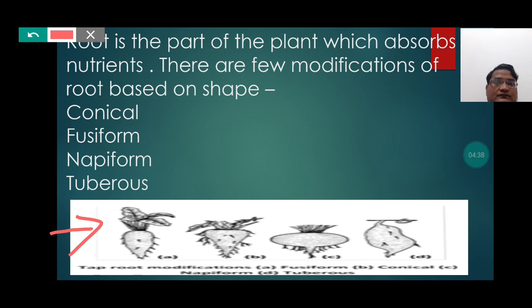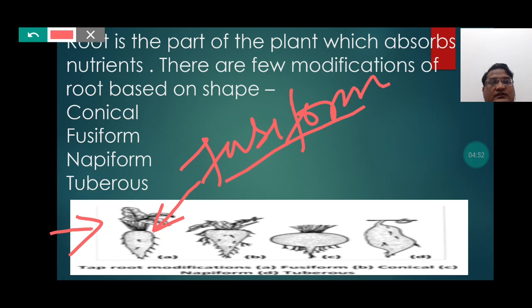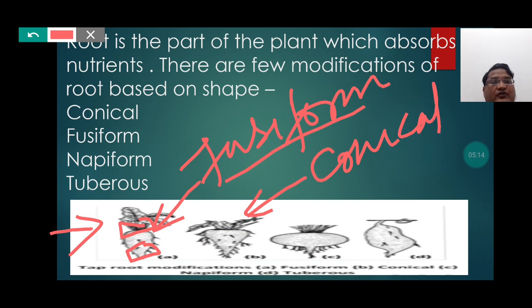Students, the first root which you can see here is actually the fusiform root. Now students, in this root you can easily notice that the top portion and the bottom portion both are tapering, that is both are pointed. The second root which you can see here is the conical root, where you can easily notice the presence of a pole.